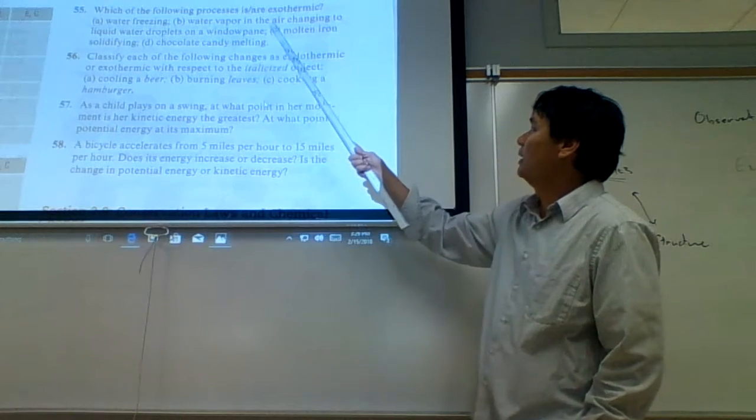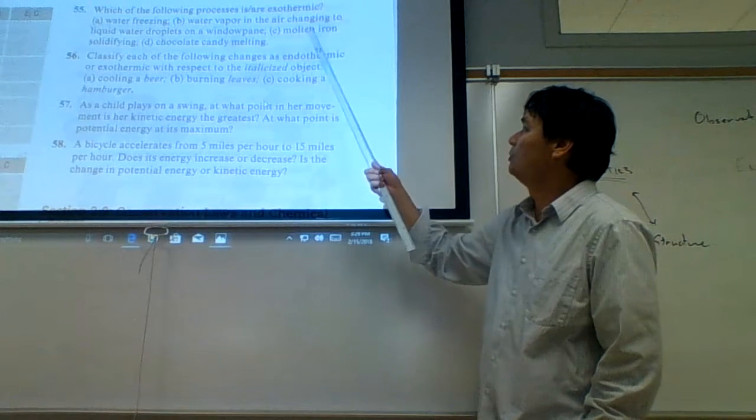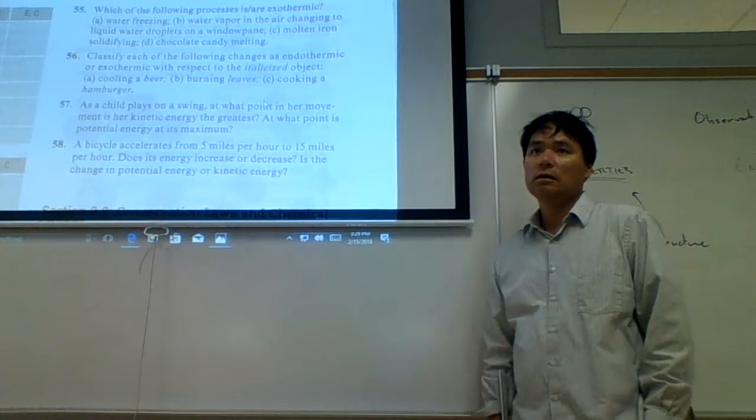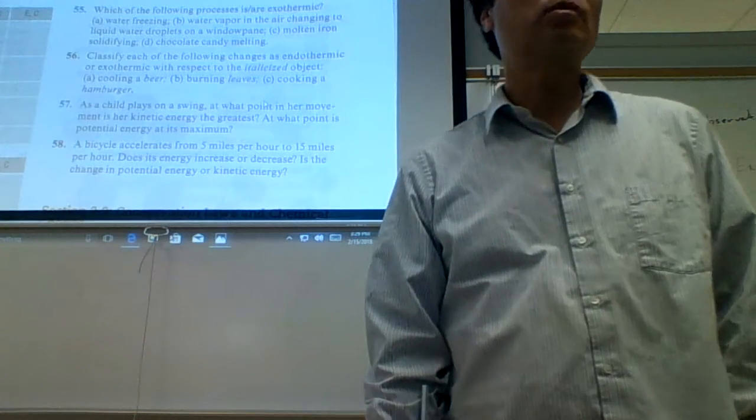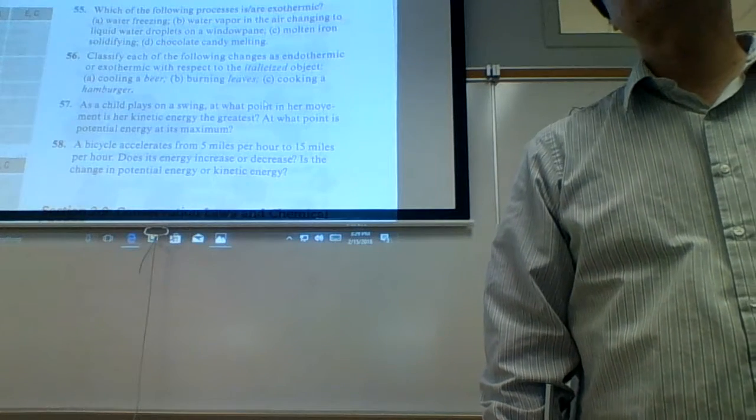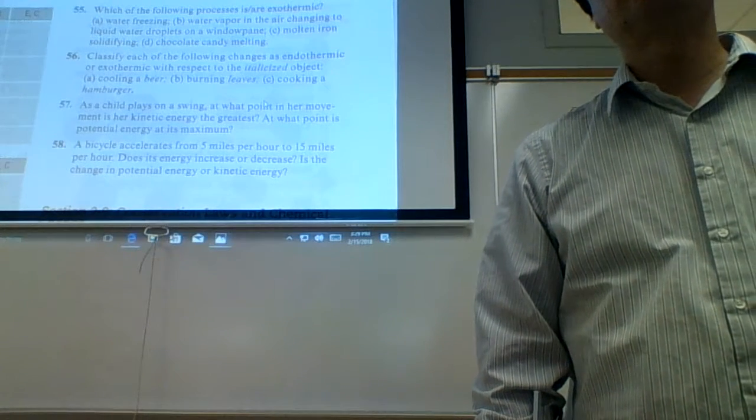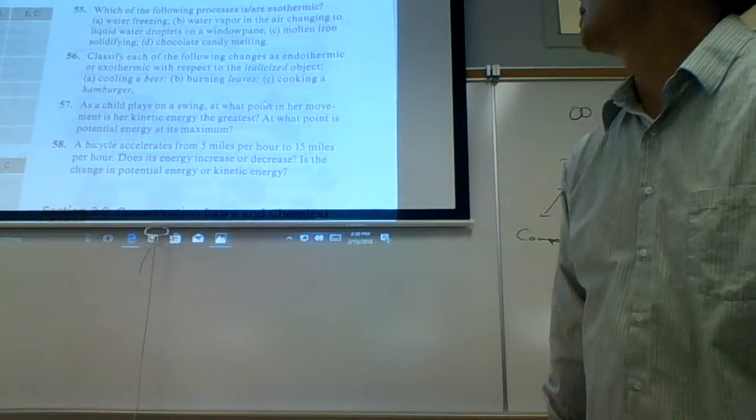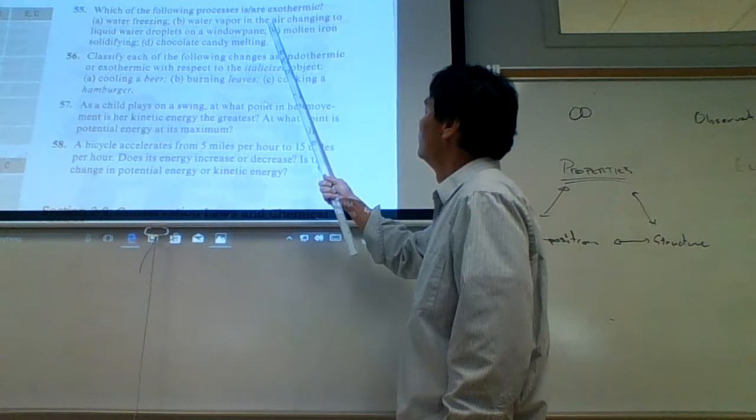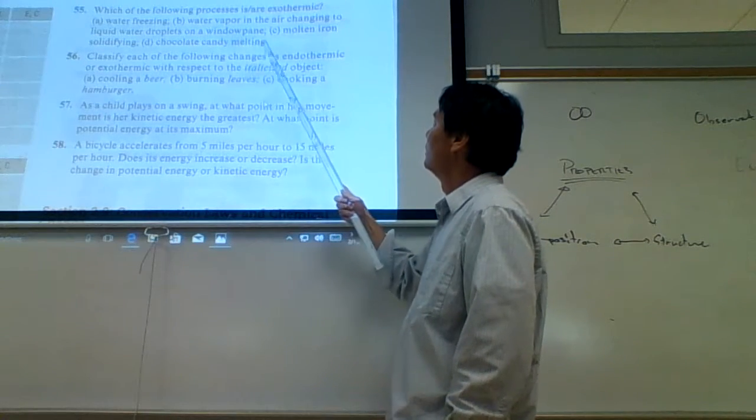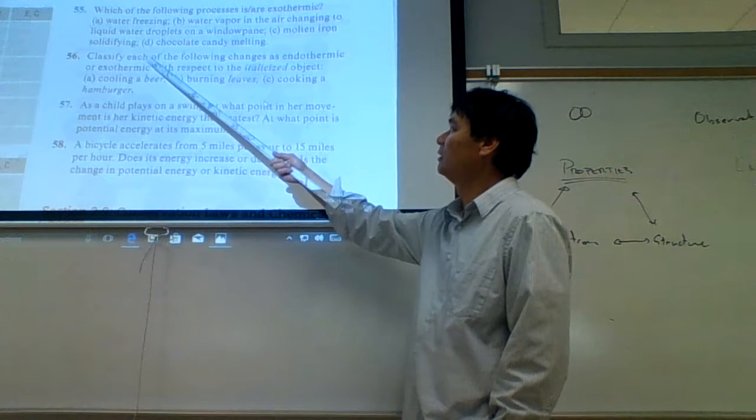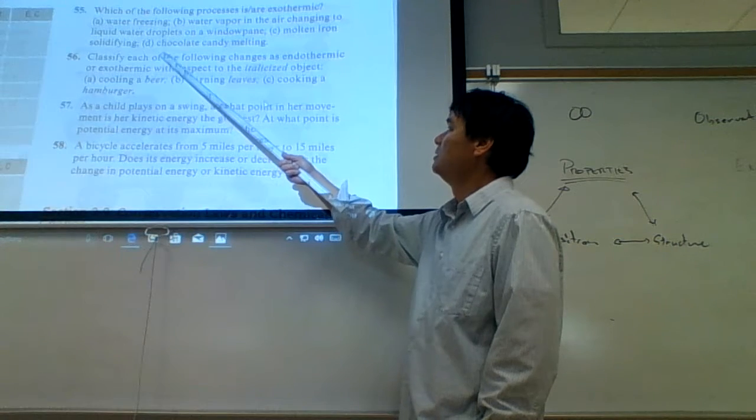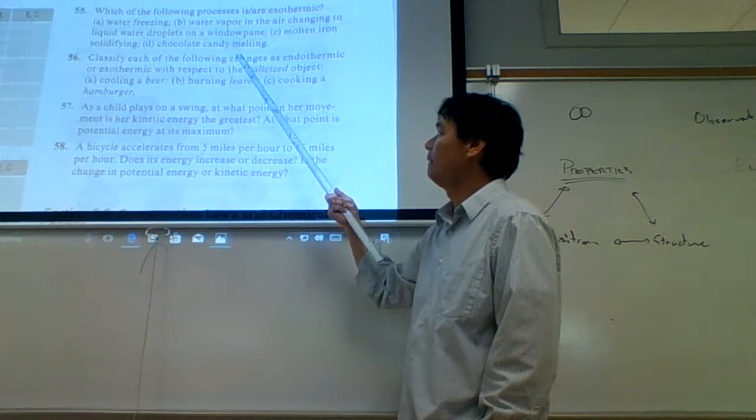Okay, water vapor in the air changing to liquid water droplets on a window pane. What's happening there? Gaseous water is condensing into liquid water. In order to go from gaseous water to liquid water, do we remove energy or do we input energy? We have to remove energy. So is this exothermic or endothermic? Exothermic. C, molten iron solidifying. Exothermic, too. D, chocolate candy melting. Endothermic.